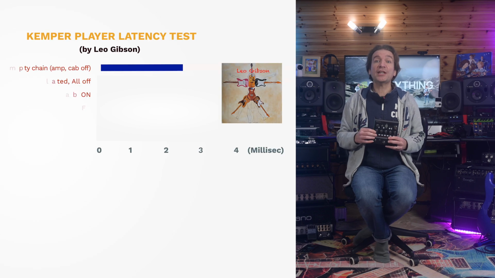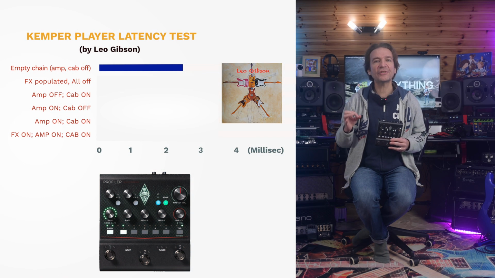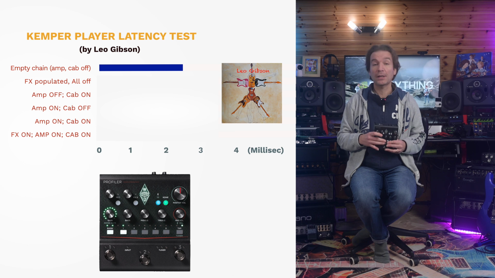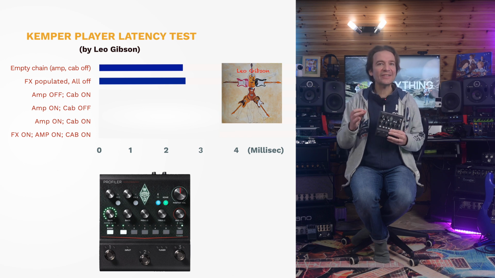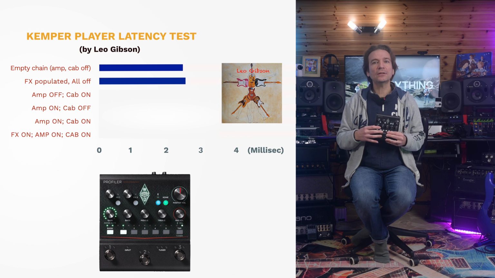If we keep the signal chain empty, with no effects selected, but just the amp and the cab switched off, as they cannot be removed from the signal chain, we have 2.6 milliseconds of latency. Then, if we still keep the amp and the cab off, but we populate the 4 effect blocks, keeping them switched off, we have 2.7 milliseconds of latency, which is good. In fact, we have just a tiny increase, but basically the latency does not change whether we keep the effect blocks populated and off or totally empty.